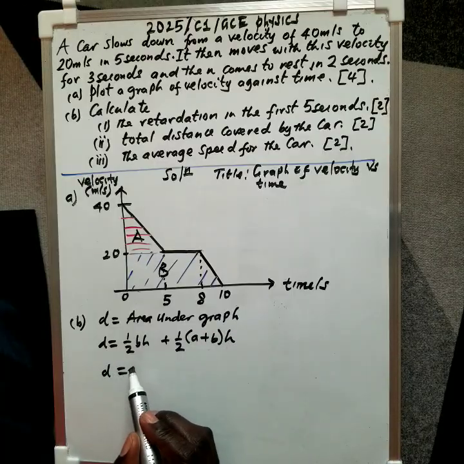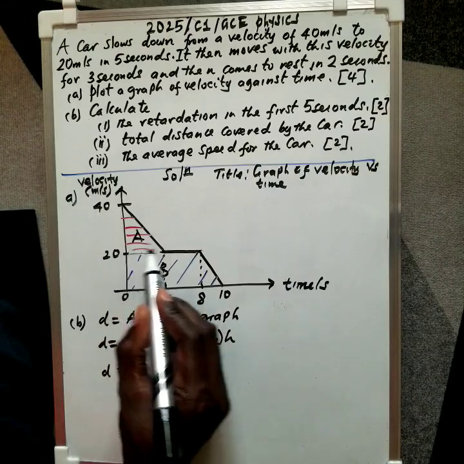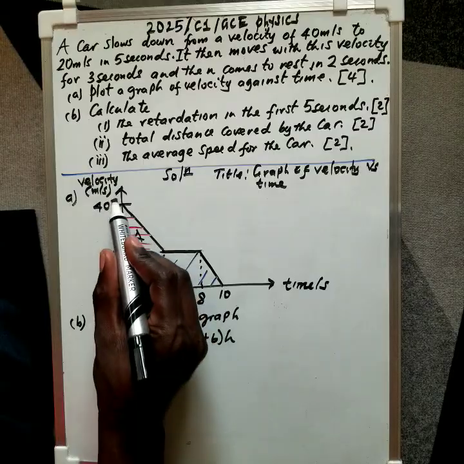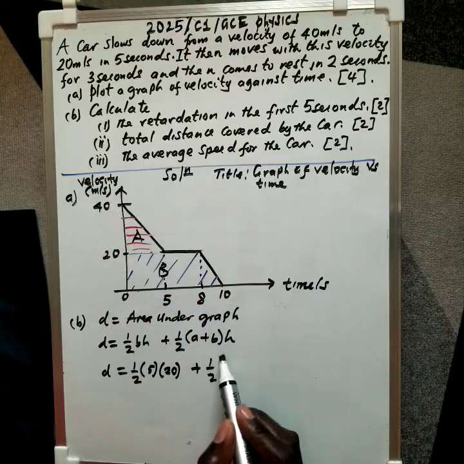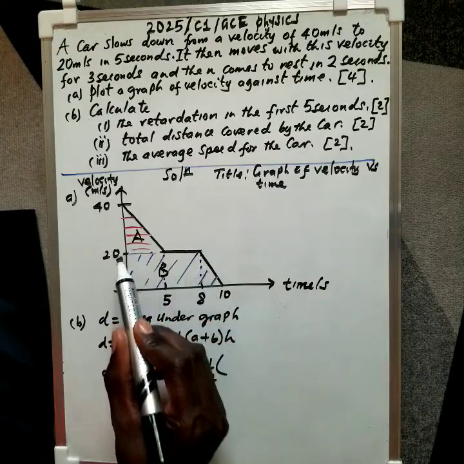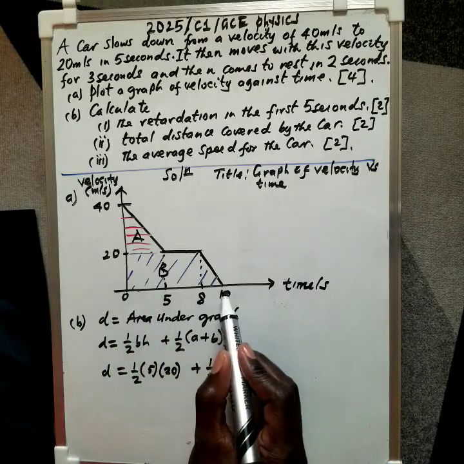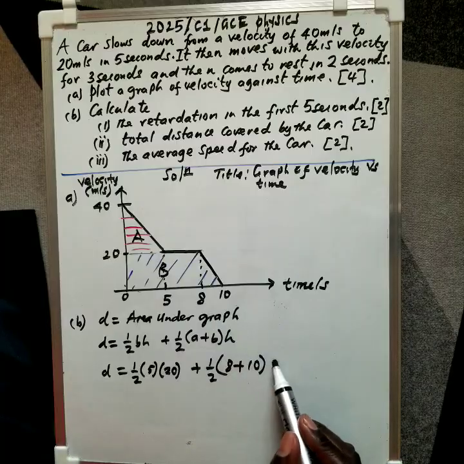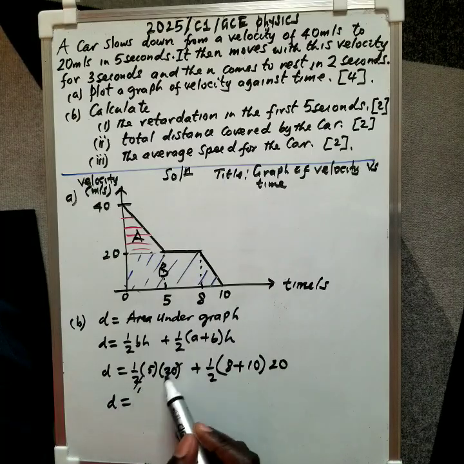So the distance there is going to be 1/2 the base from here to there, that is a 5, and the height, that would be 40 minus 20, which is still a 20, plus 1/2. What is my A there? For this one, my A will be this one from here to there, which is 8, plus then the breadth from here to there, which is a 10, and the height of the trapezium is simply going to be a 20.